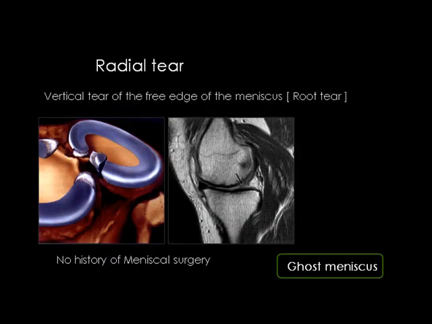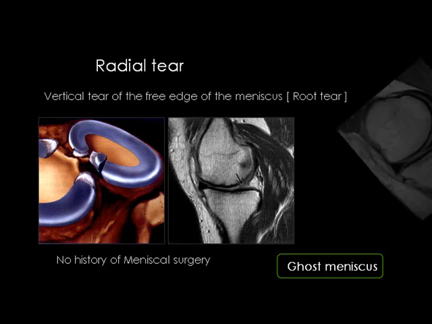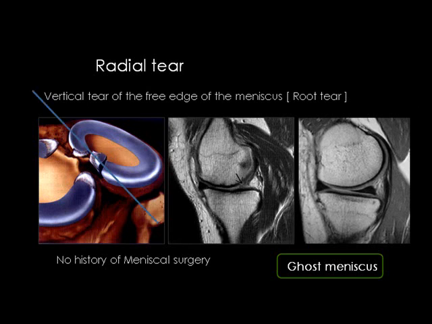Then we came to a third type of tear, which is known as the radial tear or root tear. Root tear means that a small part of the meniscus has torn and is no more present at its normal location. Then if you have a section in this area, and this part of the meniscus is torn and is now away from its site, you will see the anterior horn, but you will not see the posterior horn, like this one.